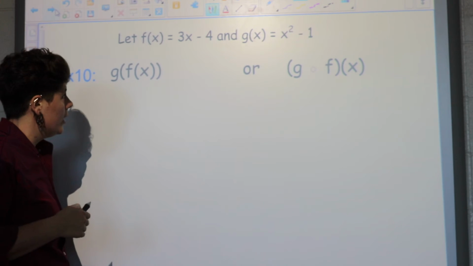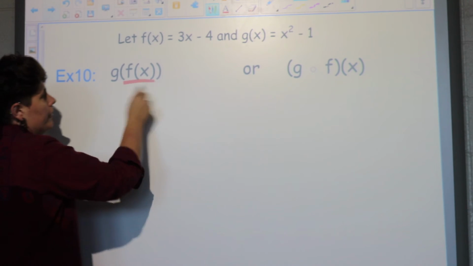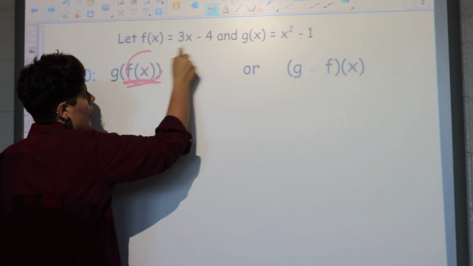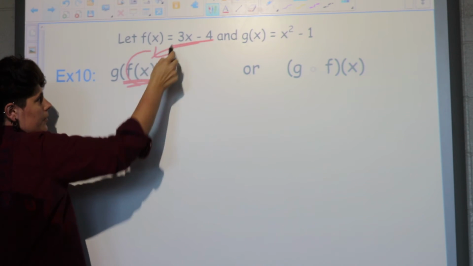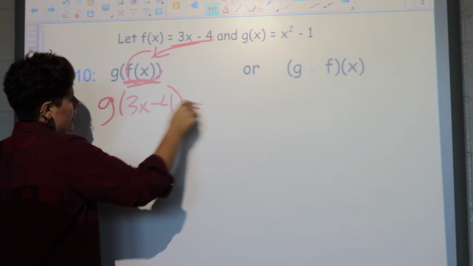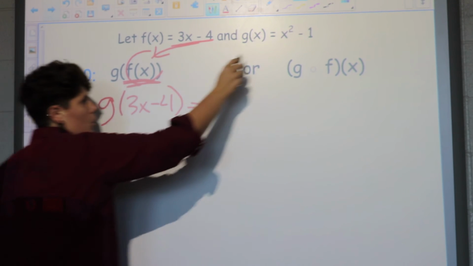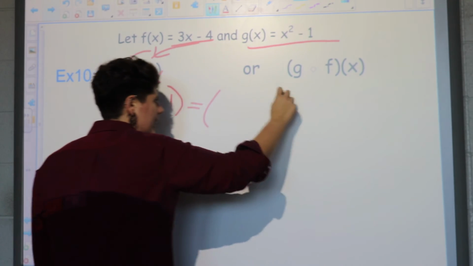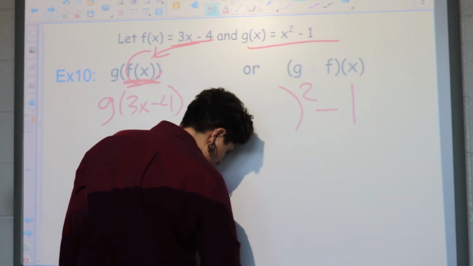Alright, assuming you tried it out, let's see if you got it right. We start with f of x on the inside. We're going to go ahead and replace it with the 3x minus 4. So it's g of 3x minus 4. That means I'm going to write my g function with a blank for x. So blank squared minus 1.